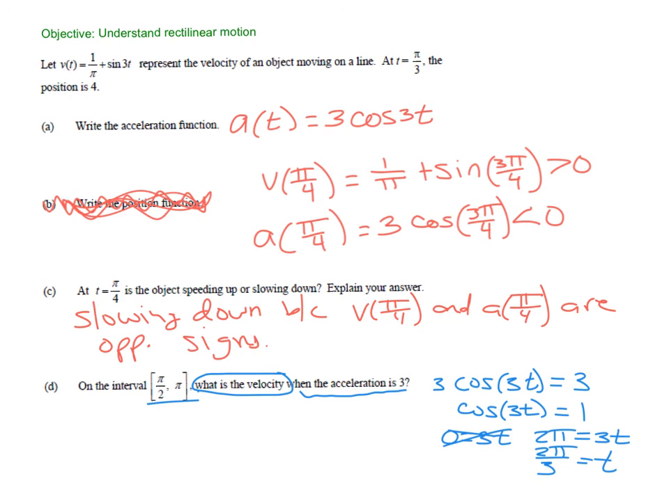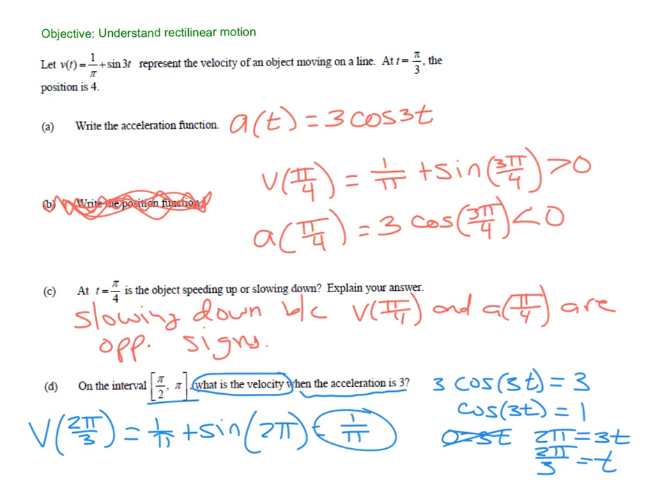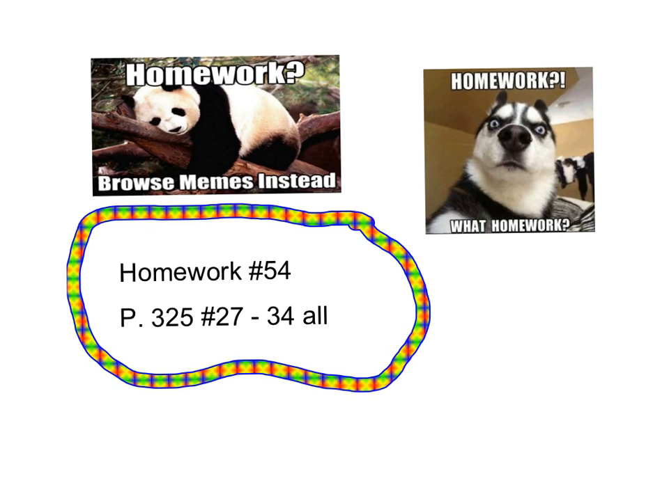So I found when the acceleration is 3, now what is the velocity? So the velocity at 2 pi over 3 is 1 over pi plus sine of 3t. So the 3's cancel, 2 pi. Sine of 2 pi is 0, so we get 1 over pi as our answer. I don't really think these are difficult. It's really the vocab that's difficult. So really read the problem and think about what it's asking you.